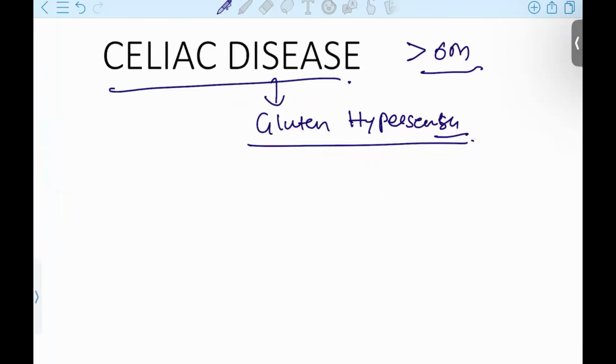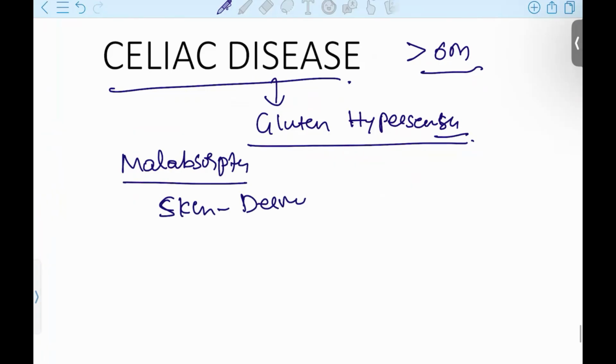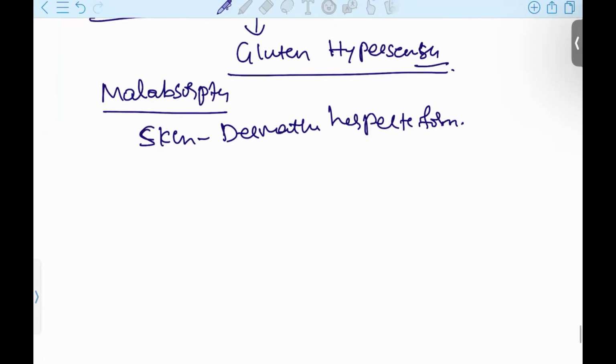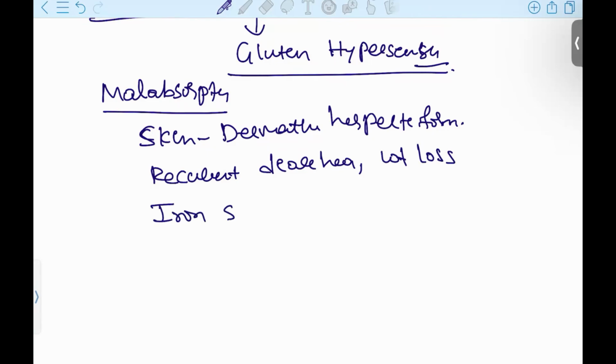How is this going to present? Malabsorption. And this malabsorption is going to involve the skin, okay, dermatitis herpetiformis, and also the patient will have recurrent diarrhea, weight loss, and also iron deficiency causing anemia. Okay, these are the features.